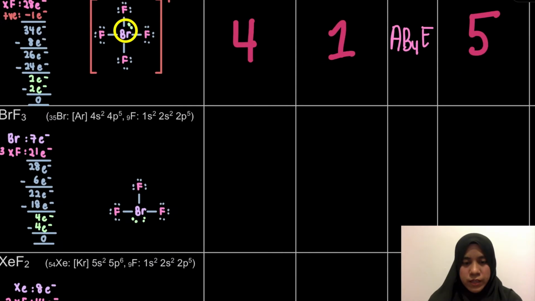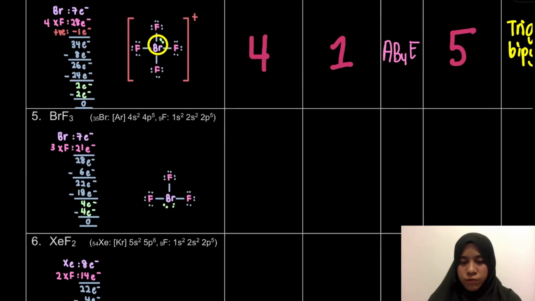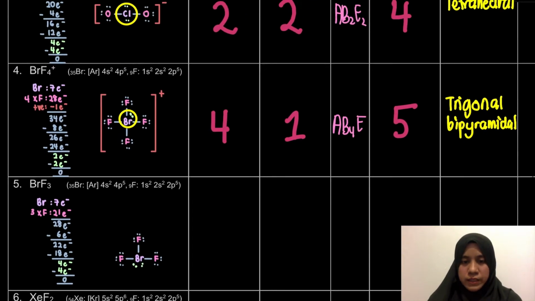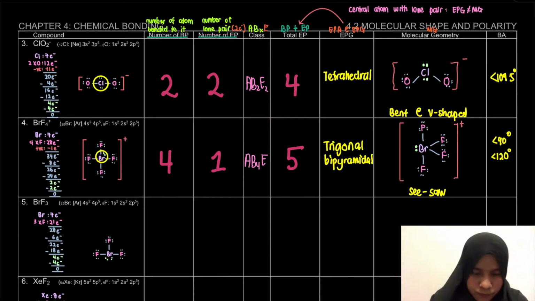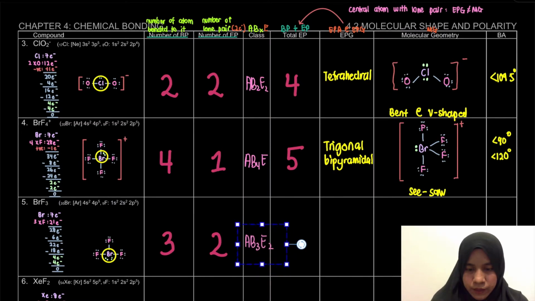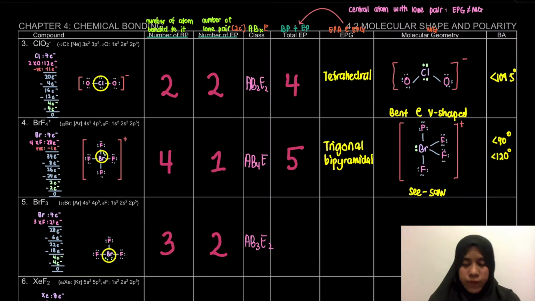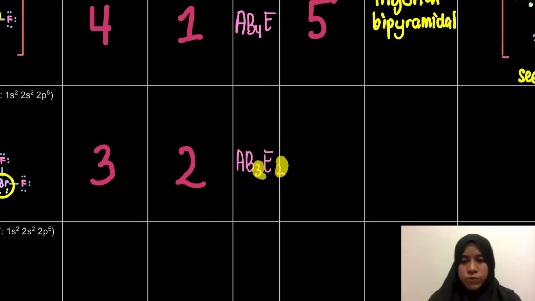So BrF₃ ni, yang ni simple je, Miss boleh terus straightforward. Kat sini. Number of atom bonded to it. Center kita bromine kita yang ni. Okay, so yang bonded kepada dia tu adalah bonded kepada bromine ada 3 fluorine, tapi this case dia ada 2 lone pair. So dia akan jadi AB3E2. Okay. And then total electron pair, tambahkan dua-dua ni, 1, 2 ni. So dia jadilah 5.